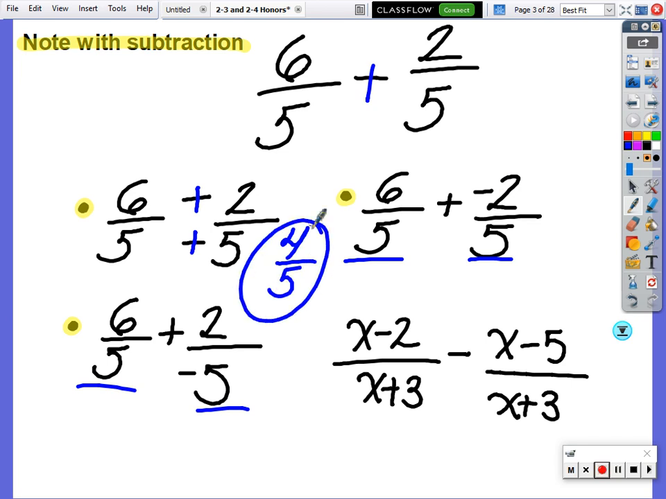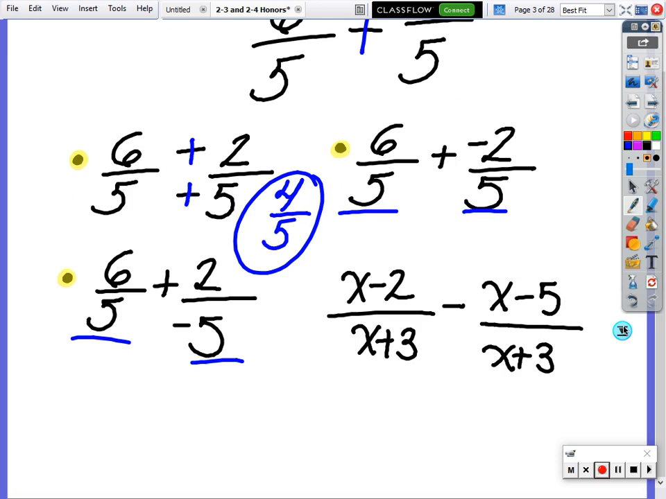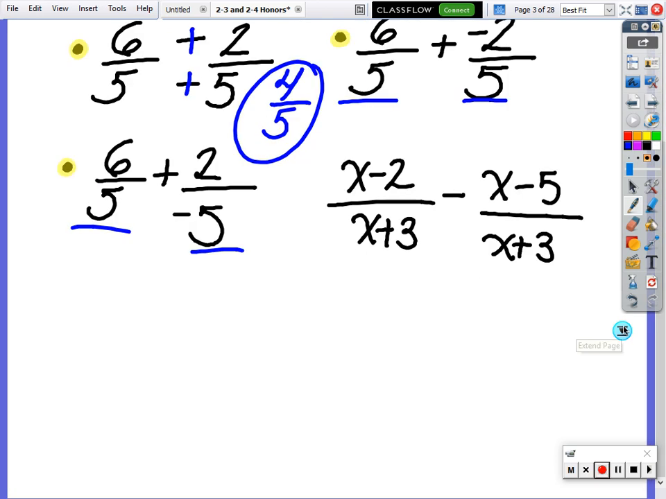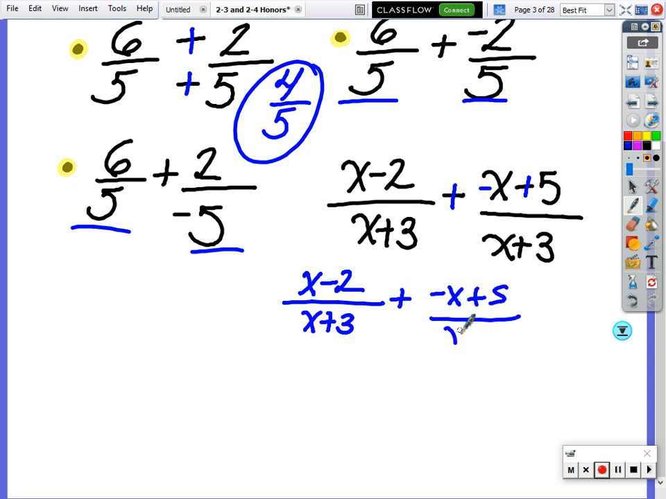Awesome. So looking at this problem, you'd say, I have a subtraction problem. I always do this because there's less room for error. I say, okay, I'm going to make this an addition problem. I'm going to take the negative and distribute it to the numerator. Well, that means I got to distribute it there and there. So then I'd be dealing with x minus 2 over x plus 3. Then I'm dealing with a plus negative x plus 5 over x plus 3. And we've already taken care of distributing the negative. And now it's just an addition problem. Then we just get a common denominator and go through the steps.